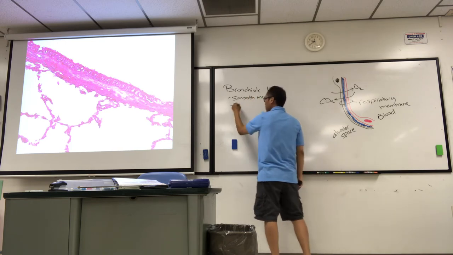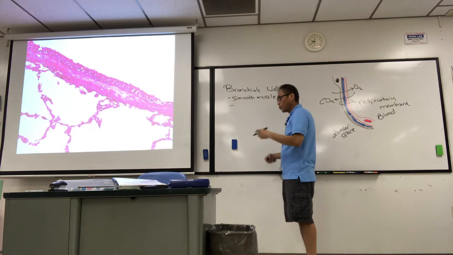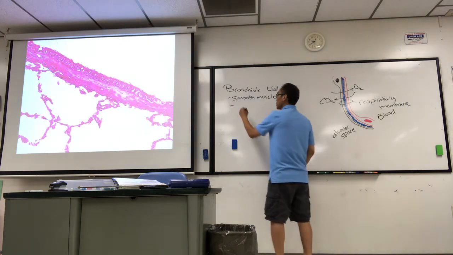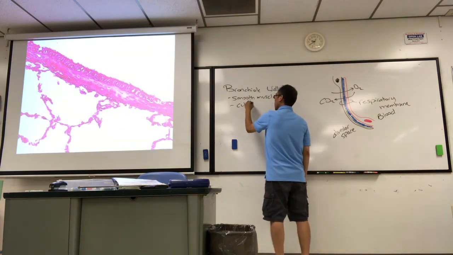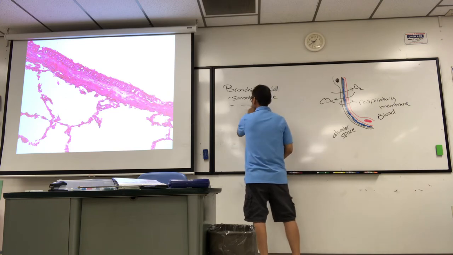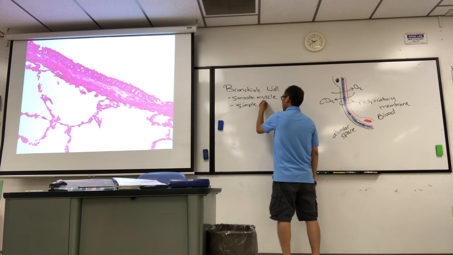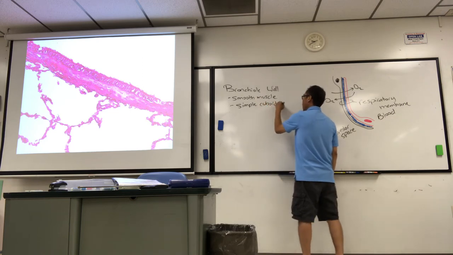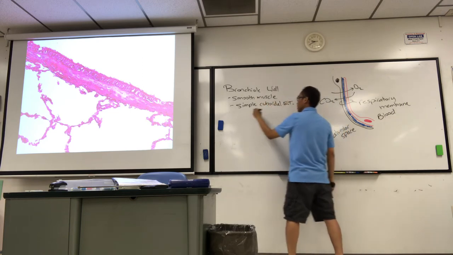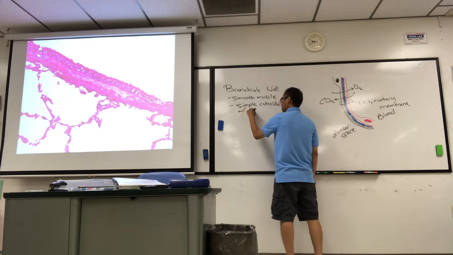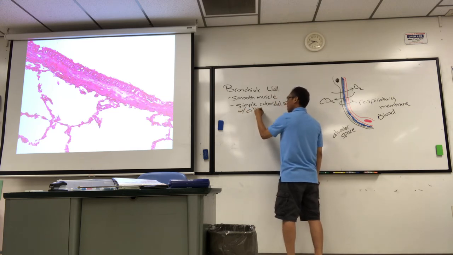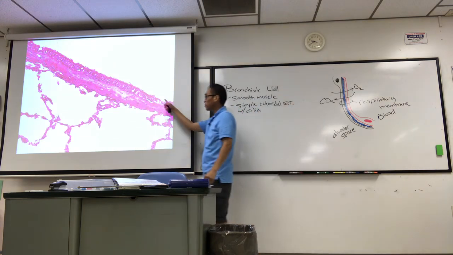So the epithelium I described as cuboidal with cilia. I should be thorough: simple cuboidal. That's basically what you see here. I'm just describing this.